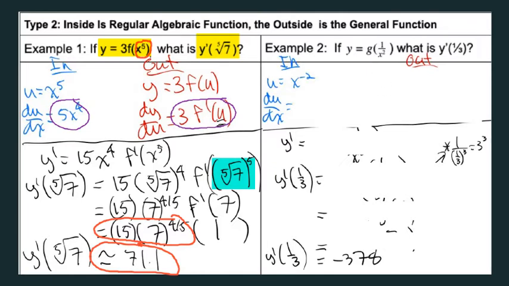So this time, the function that we're looking at is g of 1 over x squared. So the inside function is 1 over x squared. The outside function is g. And I want to get the derivative when x equals 1/3.